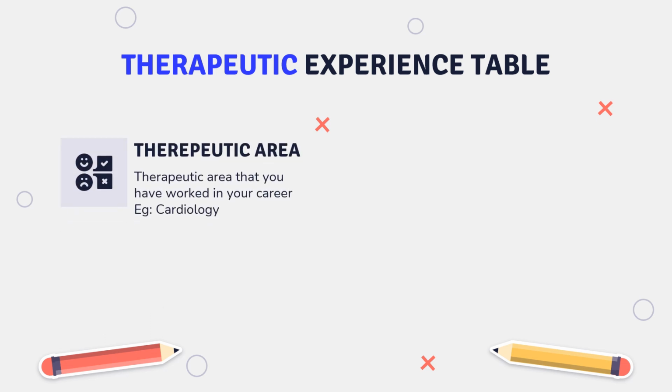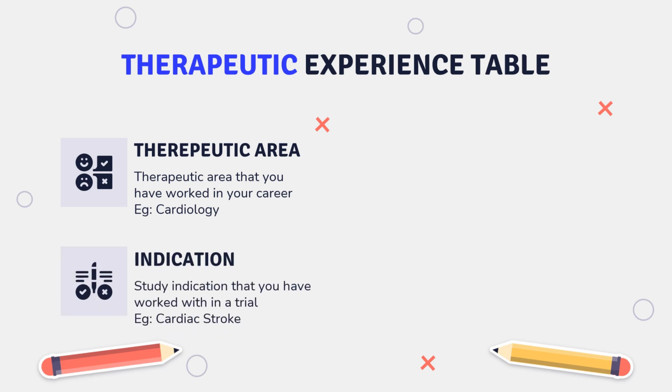So the first section you would add in that table is your therapeutic area. Which particular therapeutic area have you worked on? If you are a fresher, this will not apply to you. But if you are a CRC with minimum 6 months of experience, or if you are an experienced CRA, you need to add which particular trials you have worked on. For example, cardiology, psychiatry. Okay, so therapeutic area should come first.